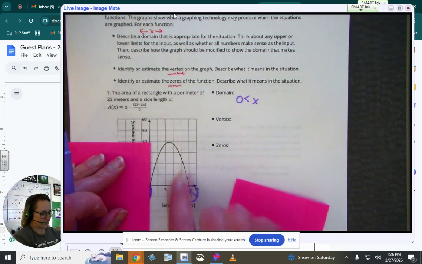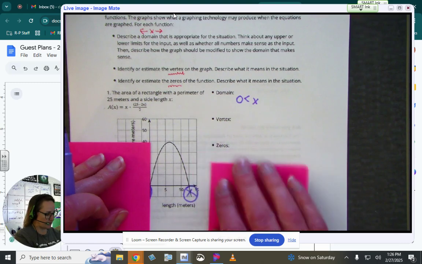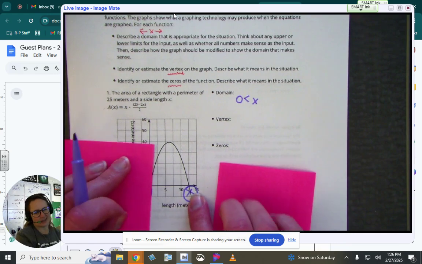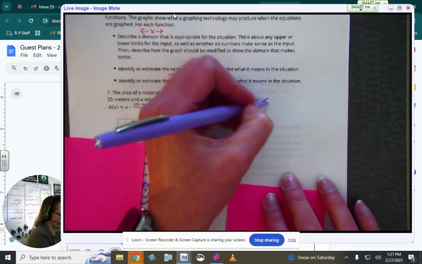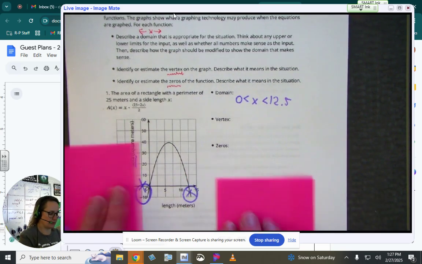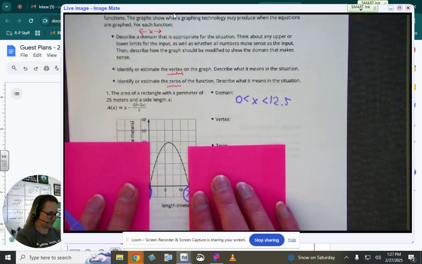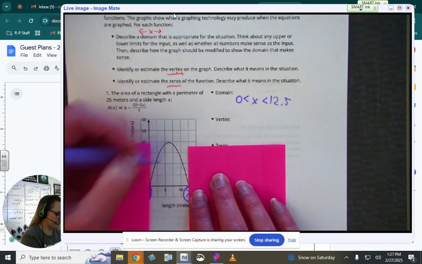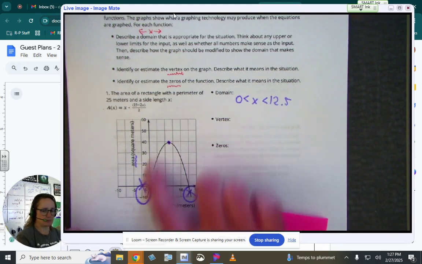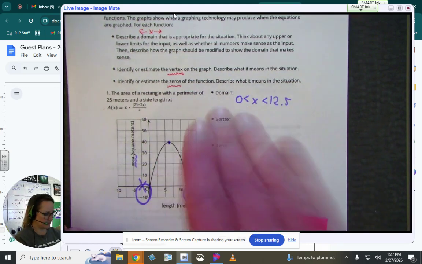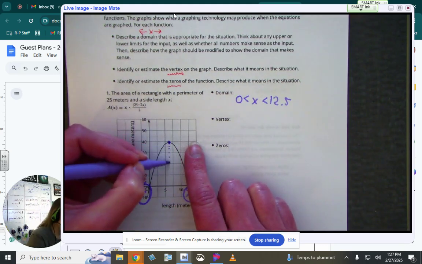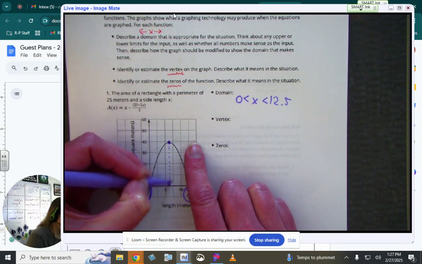And in this case, it stops making sense here at, let's see, halfway between 10 and 15. So that's 12.5. Okay, so our domain makes sense only from here to here. The vertex is the very top that it gets. So this vertex, when I think about that, it's the peak of the graph, or if it's upside down, it's the deepest valley. This vertex looks like it happens right about here.